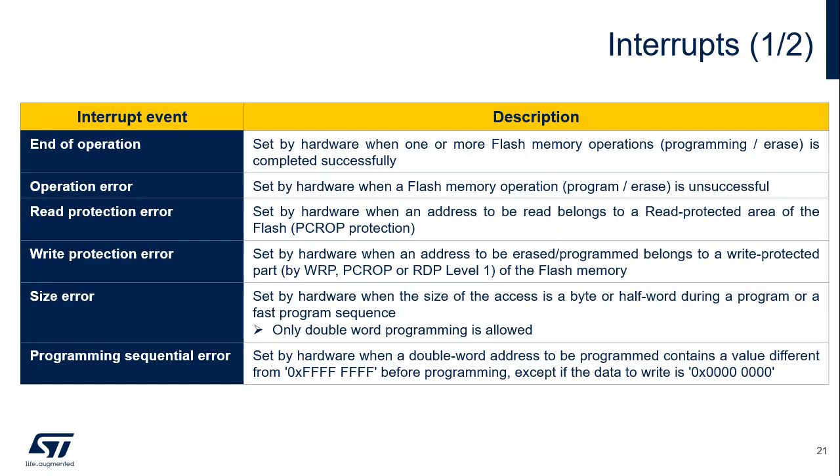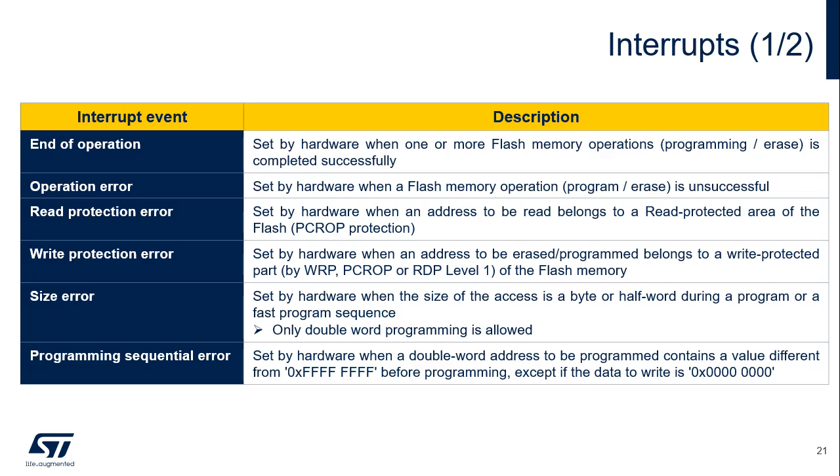The flash memory controller supports many interrupt sources, which are listed on this slide and the next one. An interrupt can be asserted upon the successful end of an operation. An interrupt can also be triggered when an error occurs during a program or erase operation. Protection violations can also lead to interrupts.